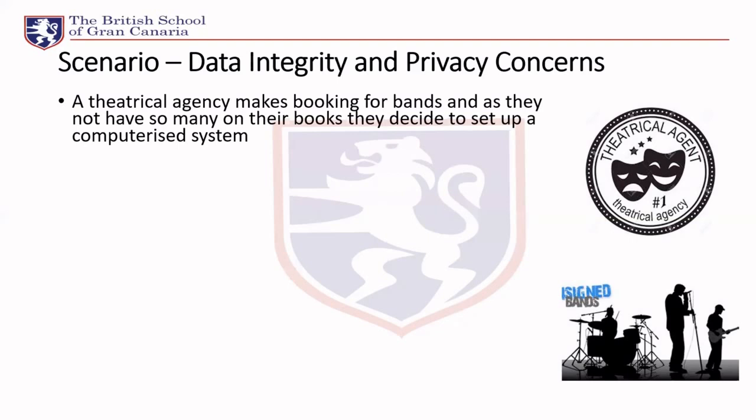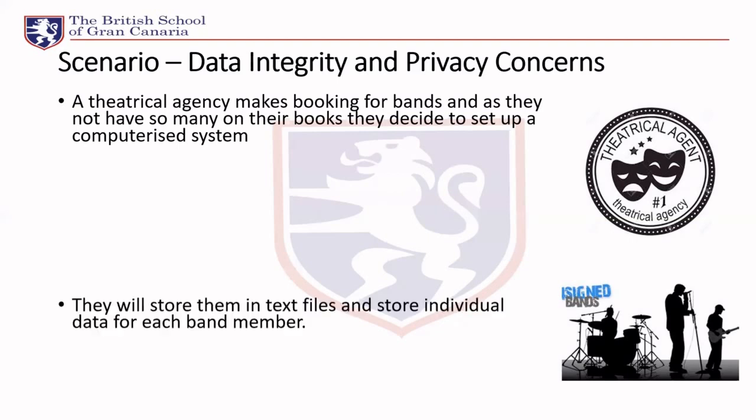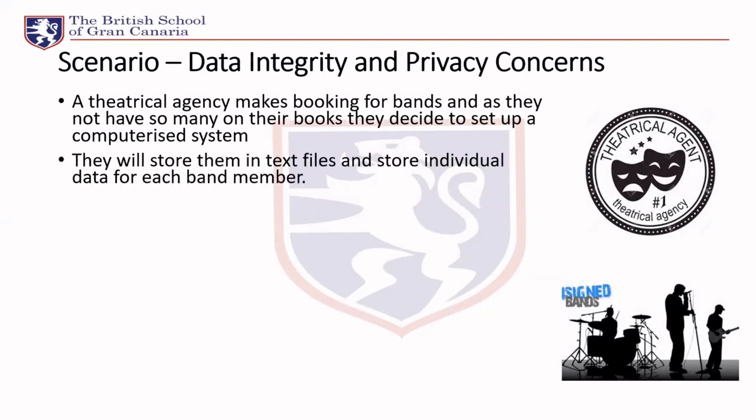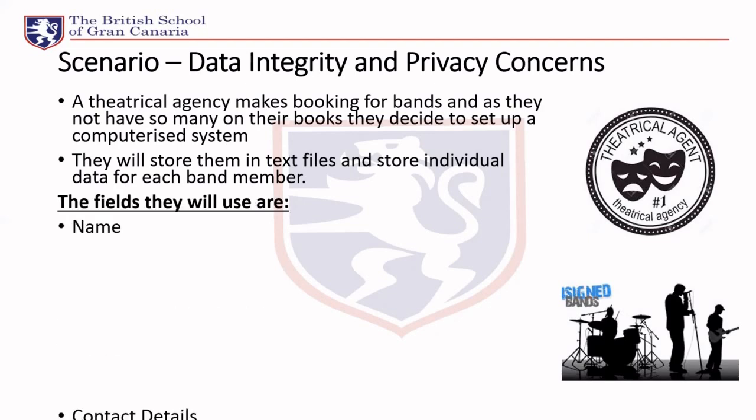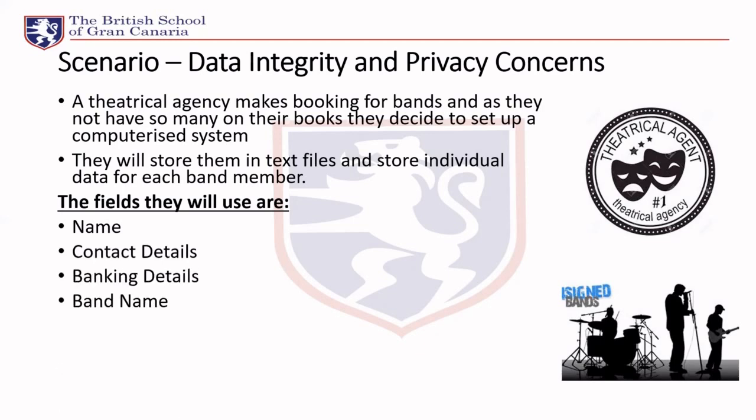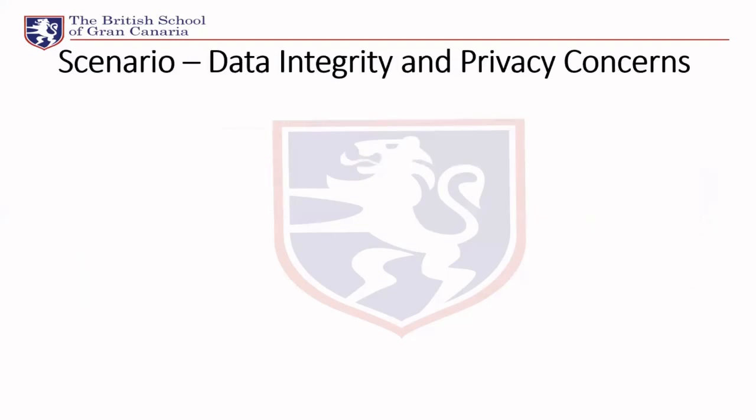So they want to keep a database of all these bands with their contact details, names, that sort of thing. They decide to store them in a text file and store the individual data for each band member. Someone thought it might be a good idea to set up a text file, put the names, the bands and details and so on, so all the information's there. The fields they use are name, contact details, banking details, band name, band agent name, and the band agent's contact details. So they would get in touch with them, say, via an agency.